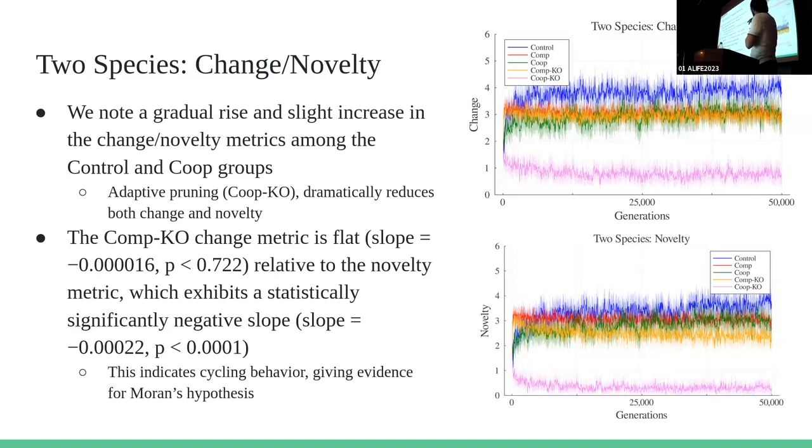Now, in order to test the hypothesis, we check the slope of novelty and change against each other. And what we find is that there's a negative slope in the novelty group that's statistically significant, whereas the change metric of the competitive groups is relatively flat. So in the MODES Toolbox paper, this is evidence of cycling behavior, which gives some support for Nick's hypothesis.